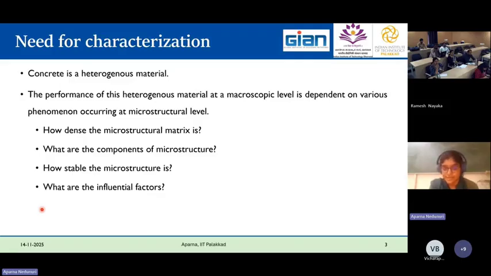Initially, let's see why we need to discuss the characterization of any cementitious material. Can I have your views on this? If anyone would like to share their views, why do we need to characterize anything?